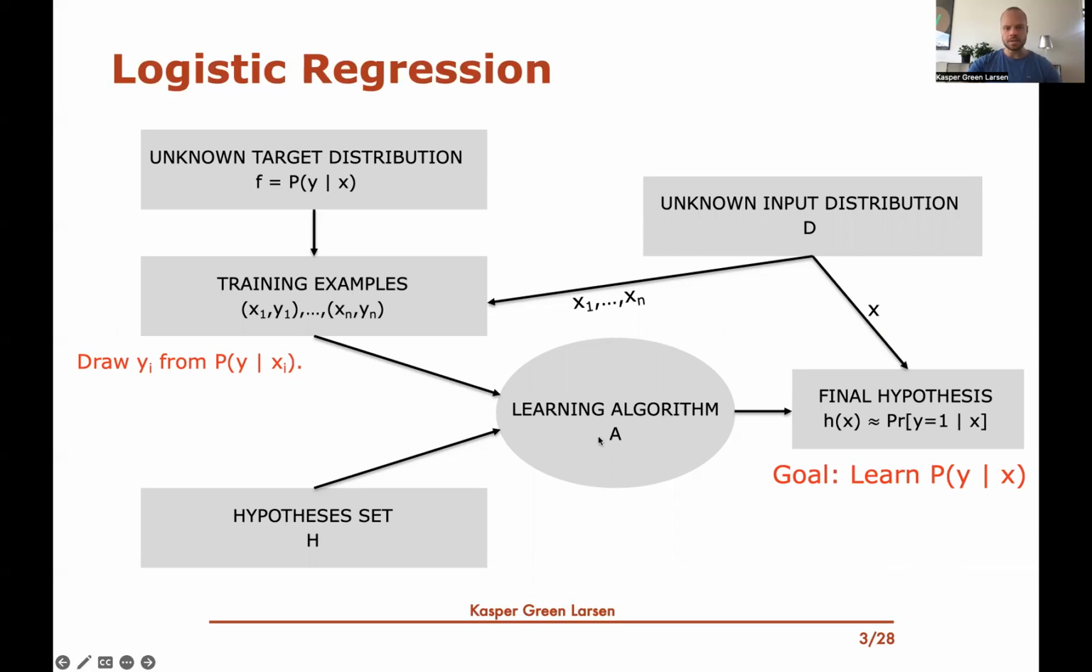The learning algorithm is then supposed to output a hypothesis such that if I evaluate the hypothesis on a new example x drawn from this unknown input distribution d, then h of x should hopefully be close to the probability that the label is 1. So basically we're trying to learn the distribution of the label given the feature vector x.